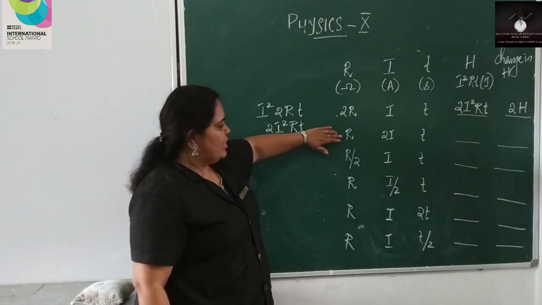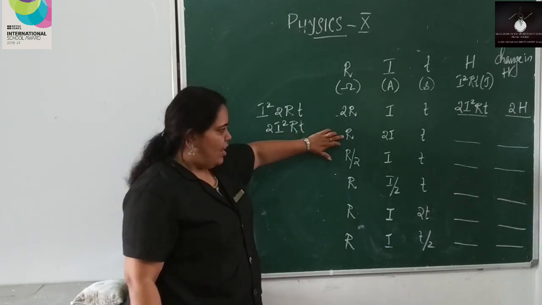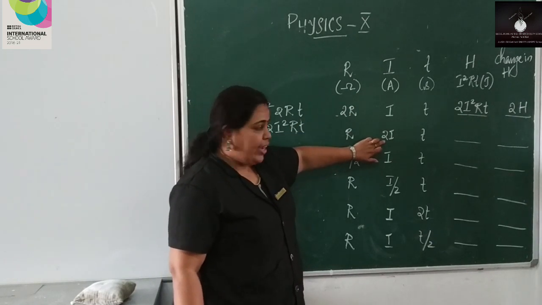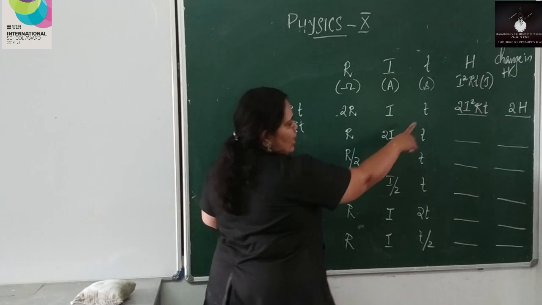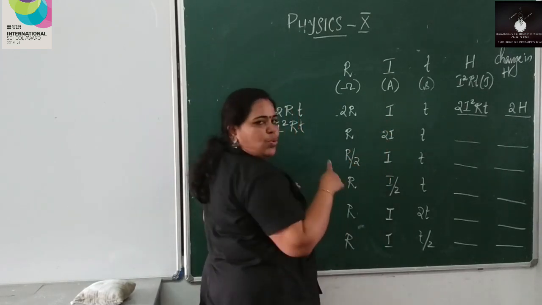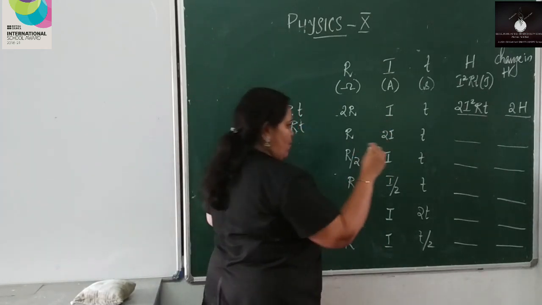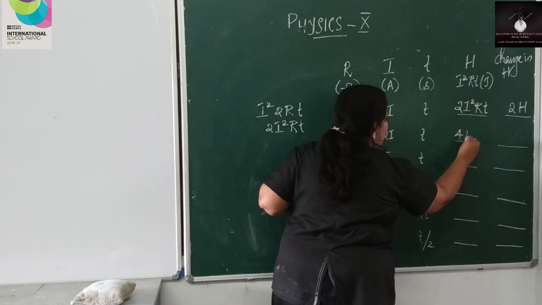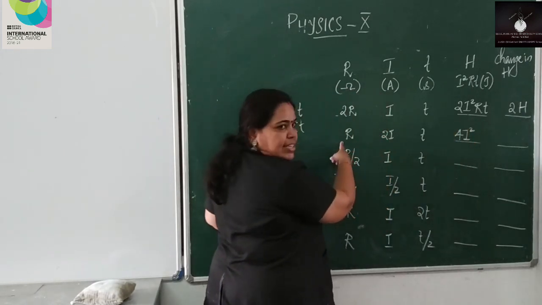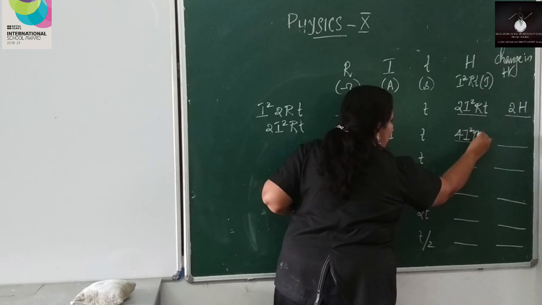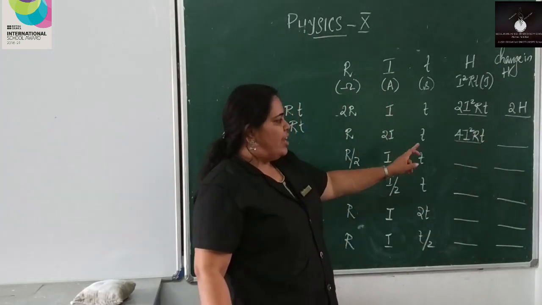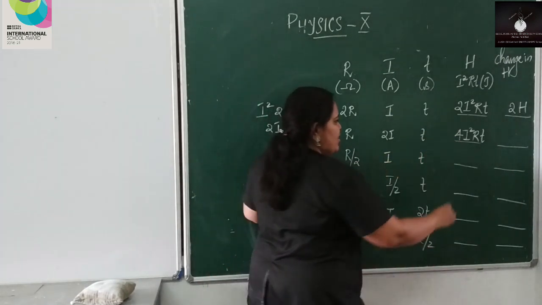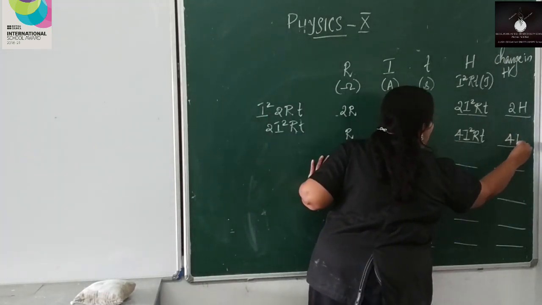Now take the second case. Here resistance is R, current is 2I, and time is T. So what will happen? I square. What is 2I square? 4I square. Resistance is R and time here is given as T. So 4I square RT. That is, the changing heat is 4H.